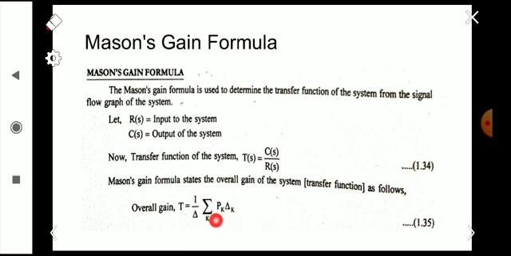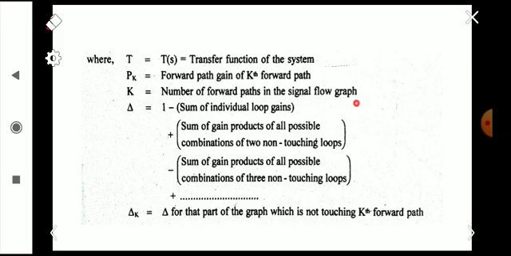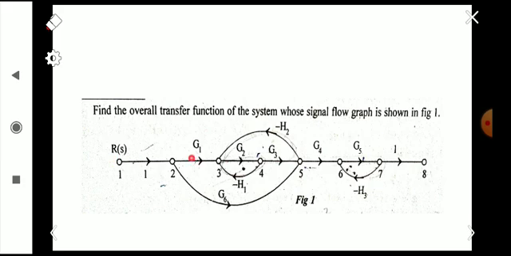Here, k means the number of forward paths in the signal flow graph. Forward path means, in this figure, starting from node 1 up to node 8, by observing the direction of the signal. In this figure there are two forward paths. One path is from this R of S, multiplied with the gain 1, and then G1, G2, G3, G4, G5, 1. So this is a forward path.